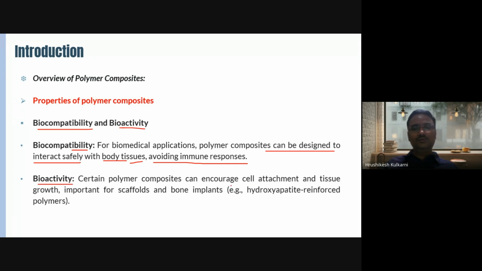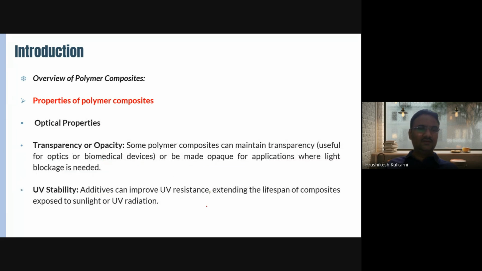It means it should encourage cell attachment. Suppose there is a ligament injury or fracture of bone, and in between your muscle and bone, it should support that cell attachment and tissue growth, important for scaffolds and bone implants. So I will tell you in detail again, different polymers exist for this application.